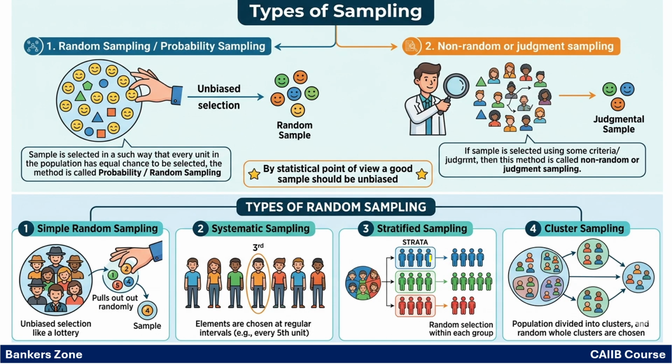Now see, there are different types of sampling. First, we will classify it as random sampling and non-random, that is the judgmental sampling. So non-random sampling is also called judgmental sampling.